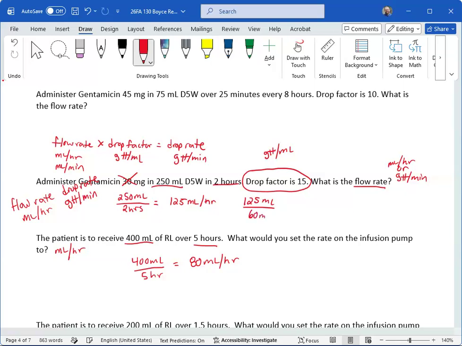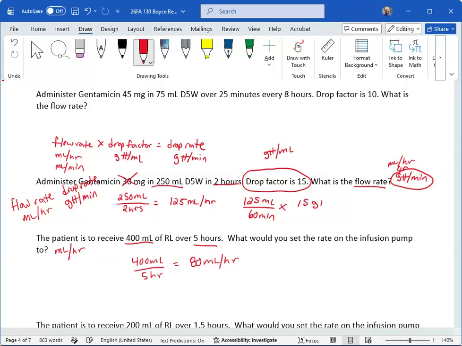And the reason I'm doing that is because I know that I'm looking for drops per minute. So this saves me a step, so I don't have to do an extra calculation. You already know that 1 hour is the equivalent of 60 minutes, so I didn't even do any kind of conversion here. I just substituted. Then I'm going to multiply by my drop factor.